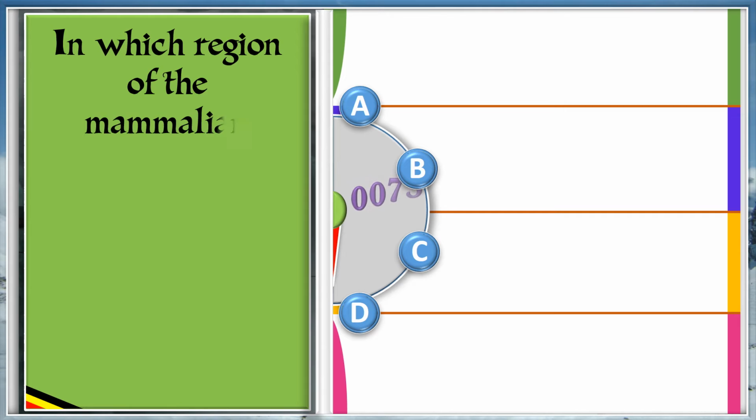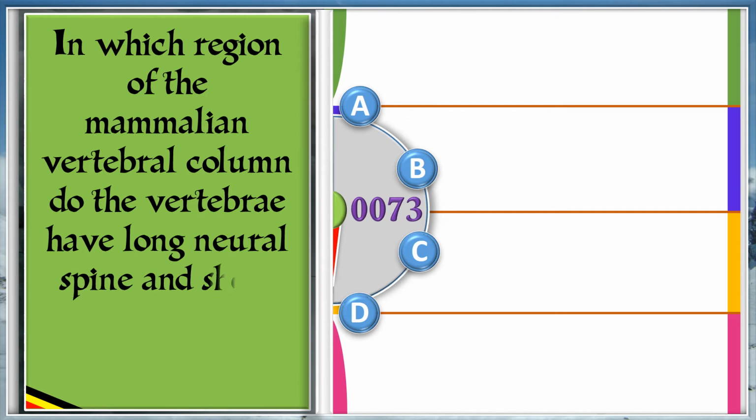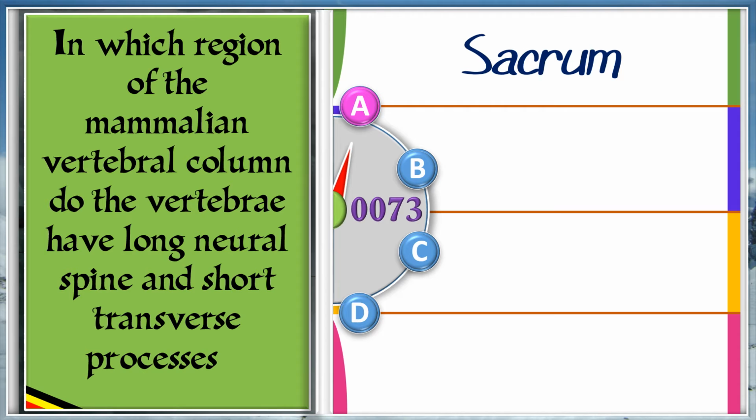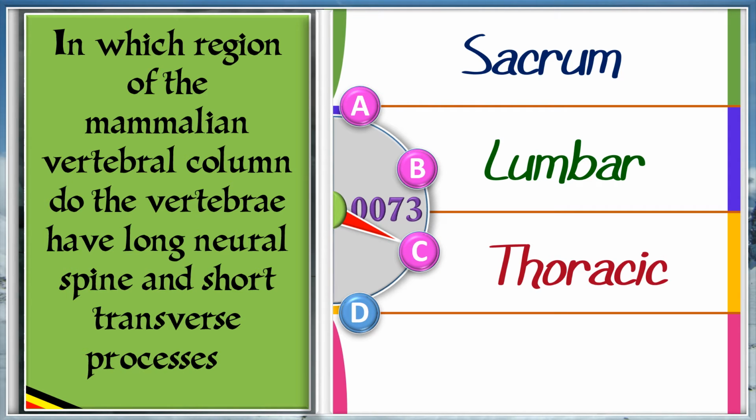Which region of the mammalian vertebral column do the vertebrae have long neurospine and short transverse process? A. Sacrum. B. Lumbar. C. Thoracic. D. Neck. And the answer is C. Thoracic.